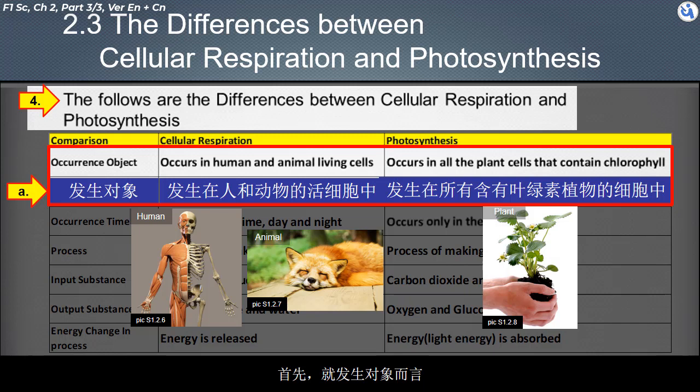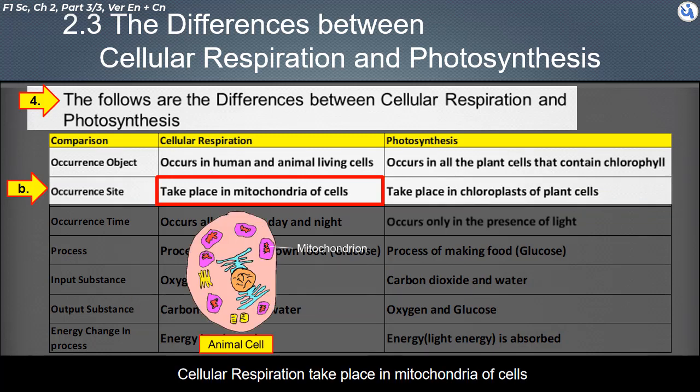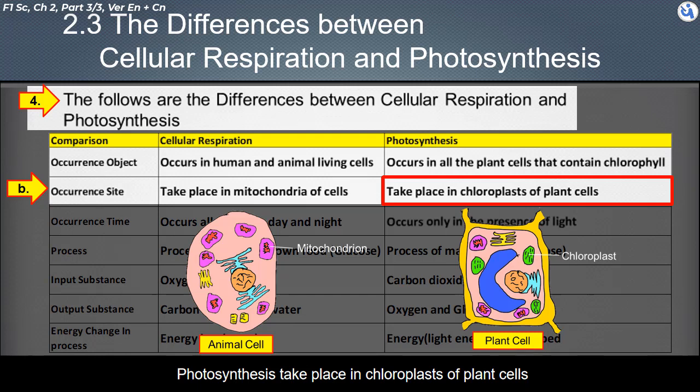Second, the site of occurrence. Cellular respiration takes place in the mitochondria of cells. Photosynthesis takes place in the chloroplasts of plant cells.